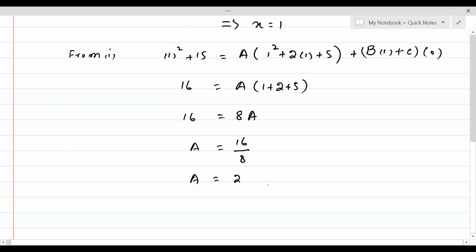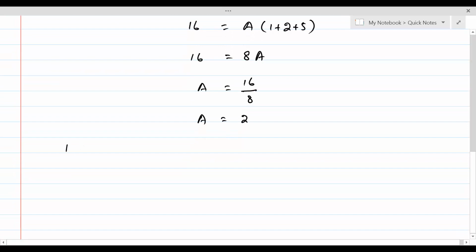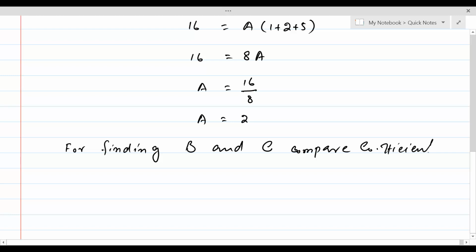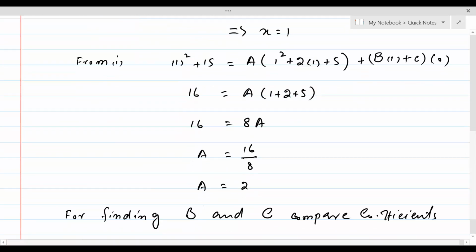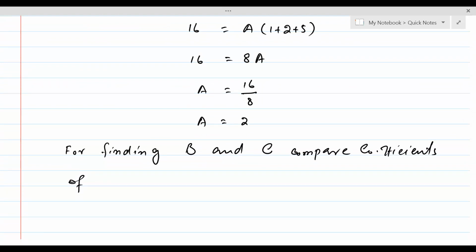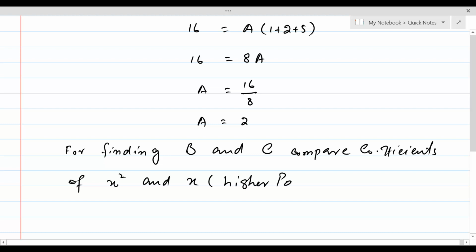Now we will find b and c by comparing coefficients of the highest powers of x on both sides. For finding b and c, compare coefficients of the highest powers. What is the highest power? The highest power that can occur on both sides is x squared, and less than that will be x, because we need two constants b and c. So we will be comparing coefficients of x squared and x, which are the higher powers of x.